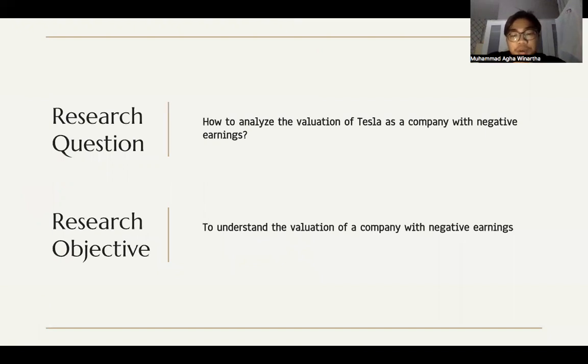So this question pops up in my head: how do these investors value unprofitable companies so they are willing to put their money there? So this becomes the research question: how to analyze the valuation of Tesla as a company with negative earnings. Therefore, the main objective of this paper is to understand the valuation of a company with negative earnings.